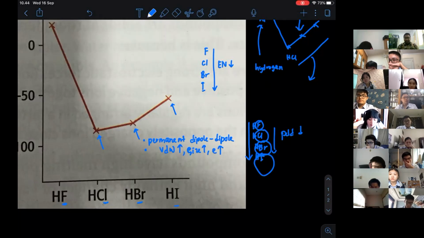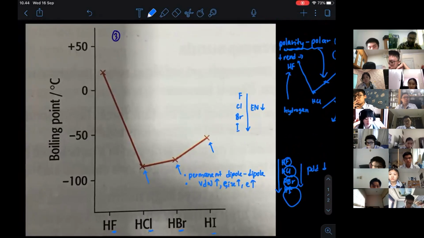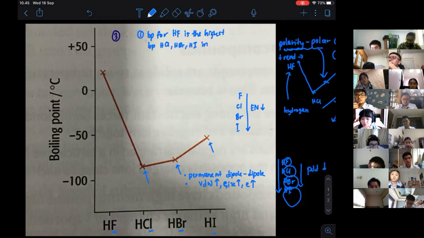So in summary, how do I explain in 3 points? Number one, my boiling point for HF is the highest, and then the boiling point for HCl, HBr, HI increases in trend.